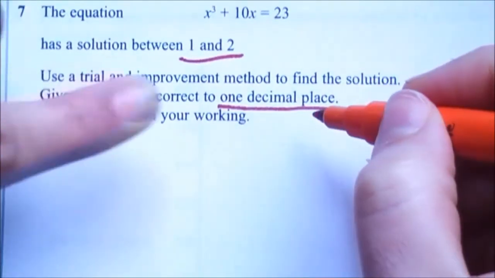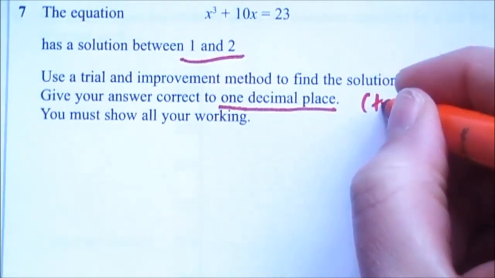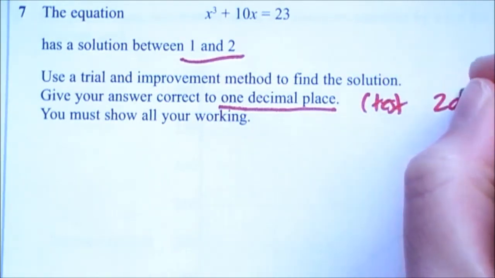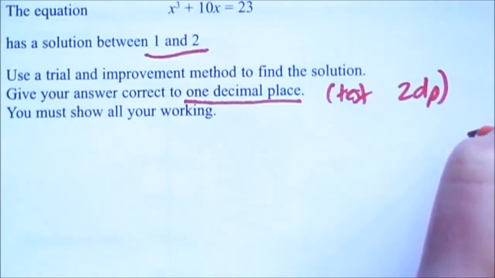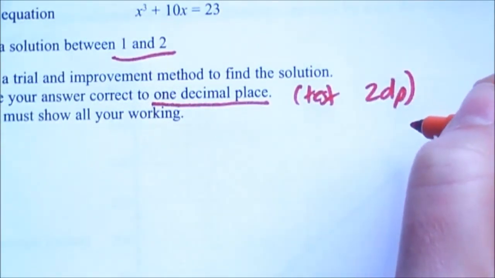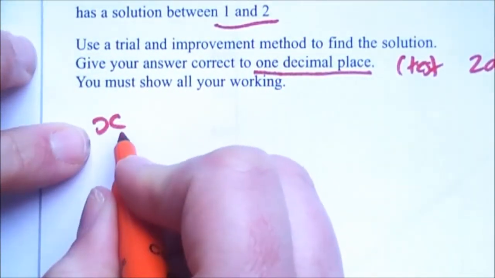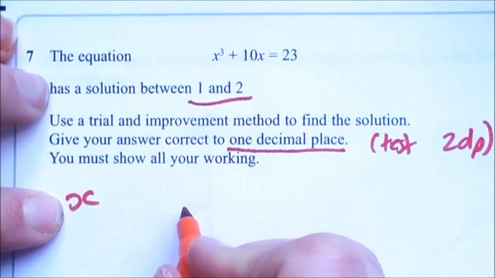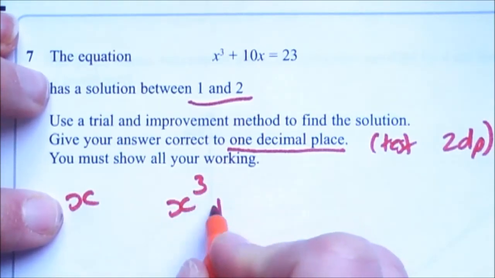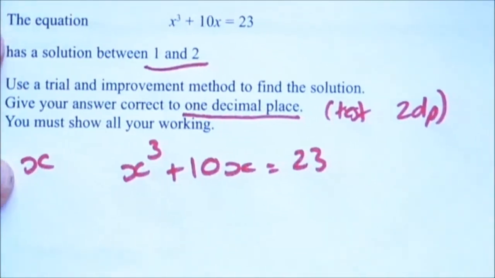Now, the most difficult thing in this is managing to get 1 decimal place, which means you have to do a test with 2 decimal places, and then you use that to decide which 1 decimal place answer you're going to use. So we're going to trial different values for x, and we're going to aim to get it so that x cubed plus 10x equals 23.